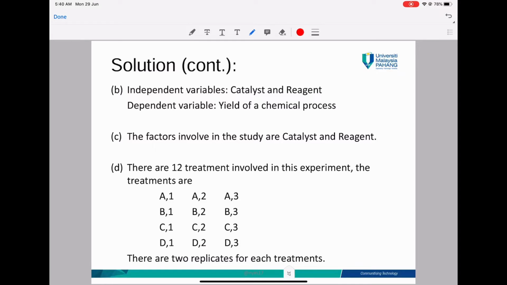To answer question D, there are 12 treatments involved in this experiment. So the treatments are catalyst A and reagent 1, and then we have A with reagent 2, and then A with reagent 3. And then we have B1, B2, B3, C1, C2 and C3, D1, D2 and D3. So the total is 12 treatments. And then the number of replications is 2.